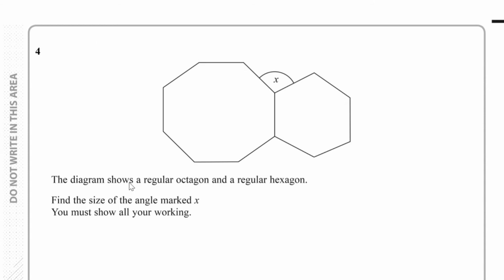Question number 4. The diagram shows a regular octagon and a regular hexagon. We have to find the size of angle x over here, showing all of our working. Now, first of all, for regular shapes, the exterior angle is equal to 360 over n, where n is the number of sides, and the interior angle is equal to 180 minus the exterior angle.